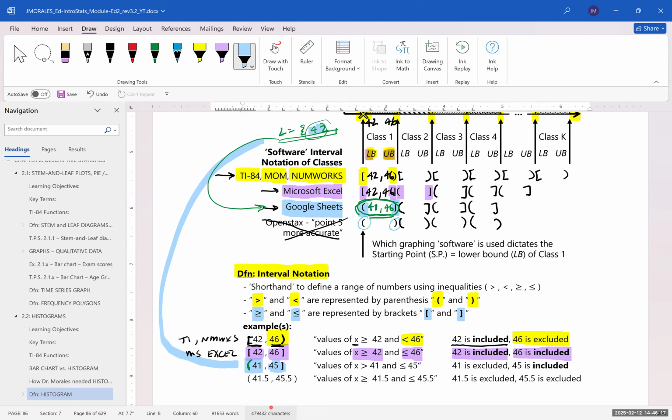So a parenthesis means that whatever value is next to the parenthesis is excluded, and whatever value is next to a bracket is included. All right.